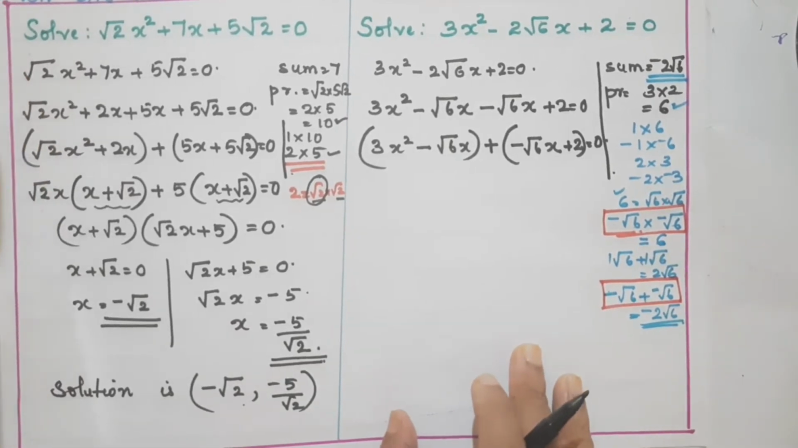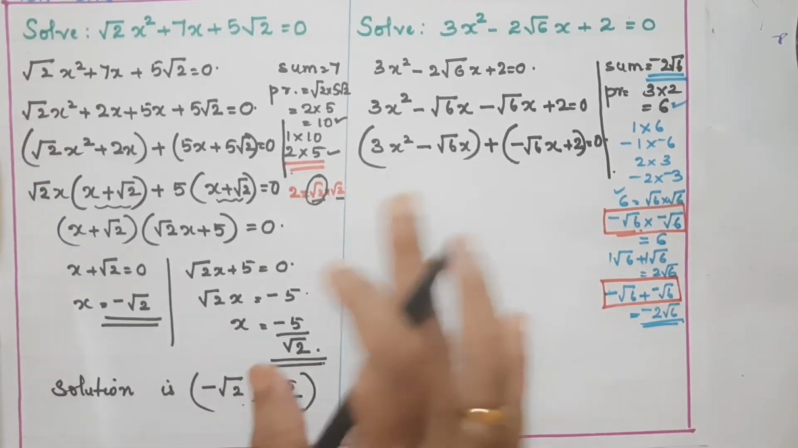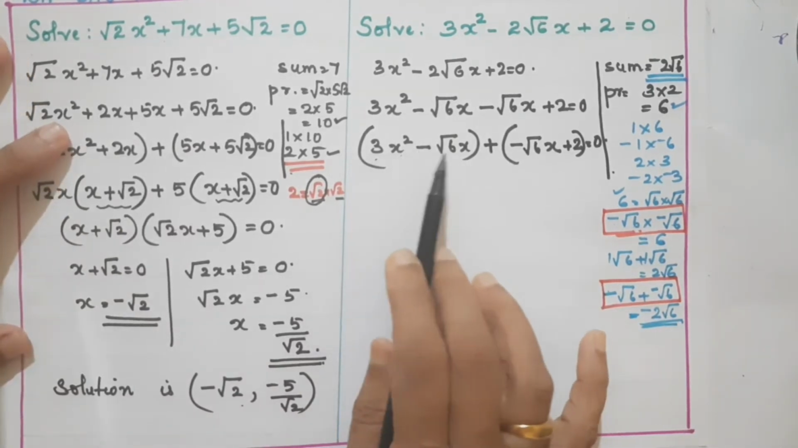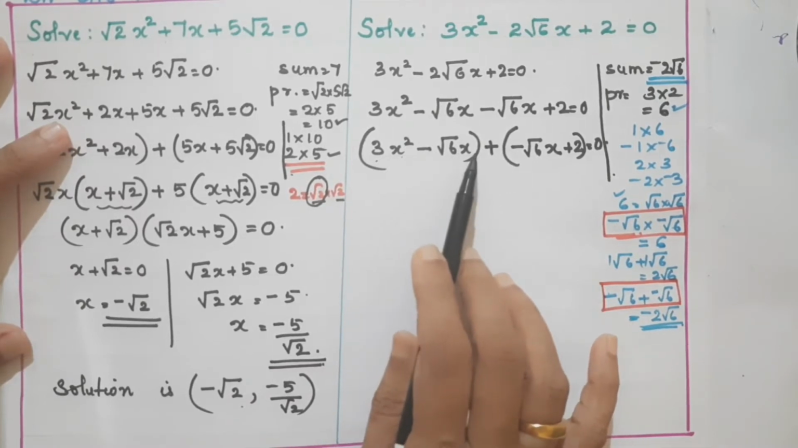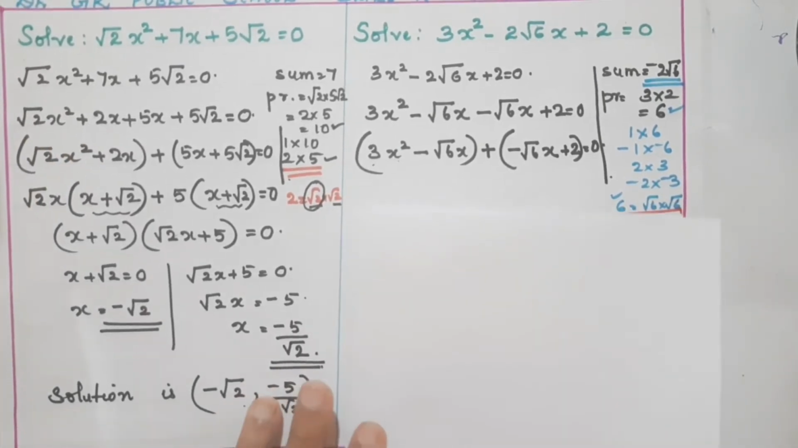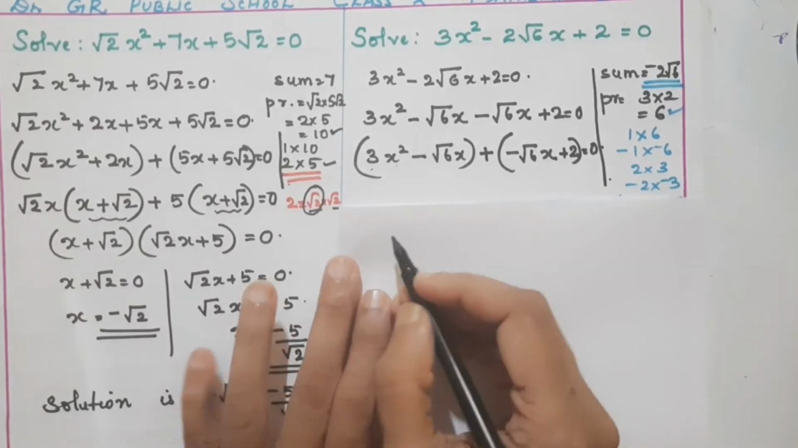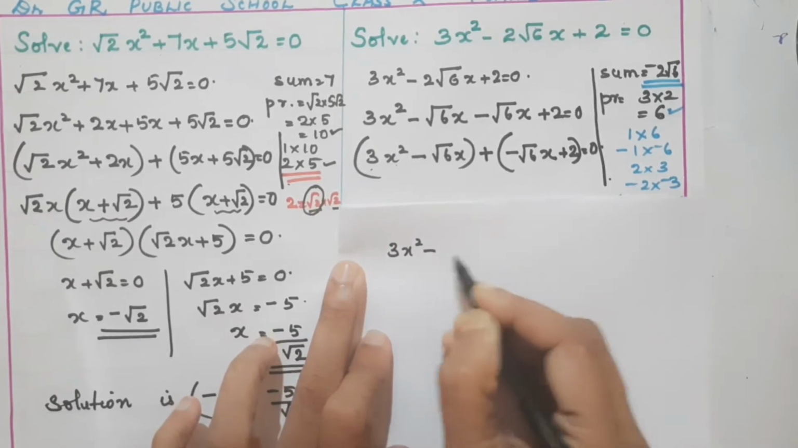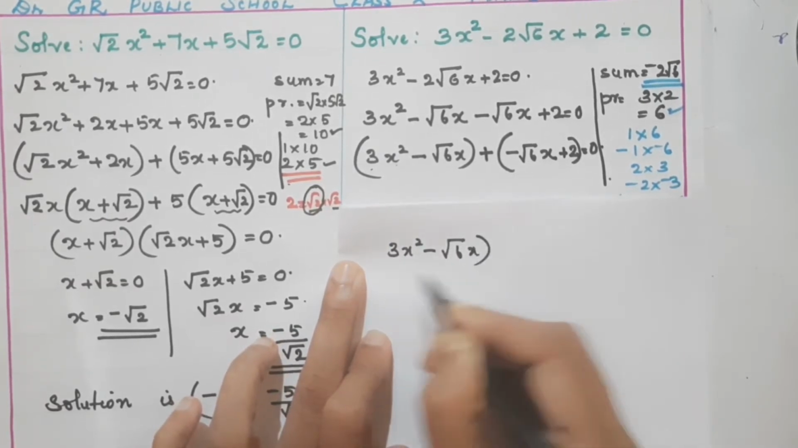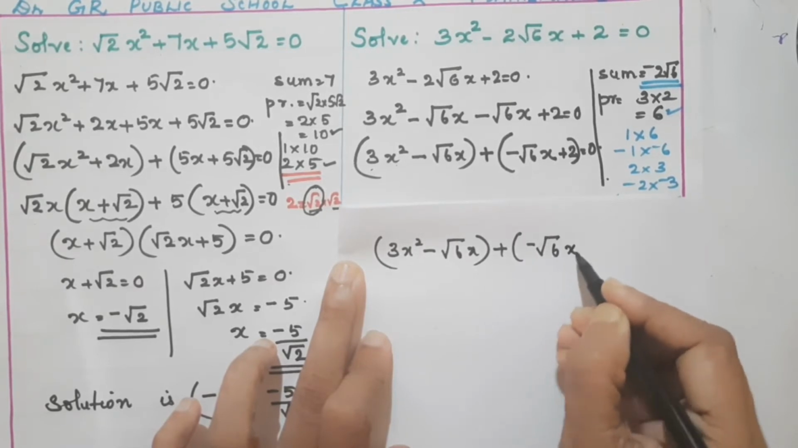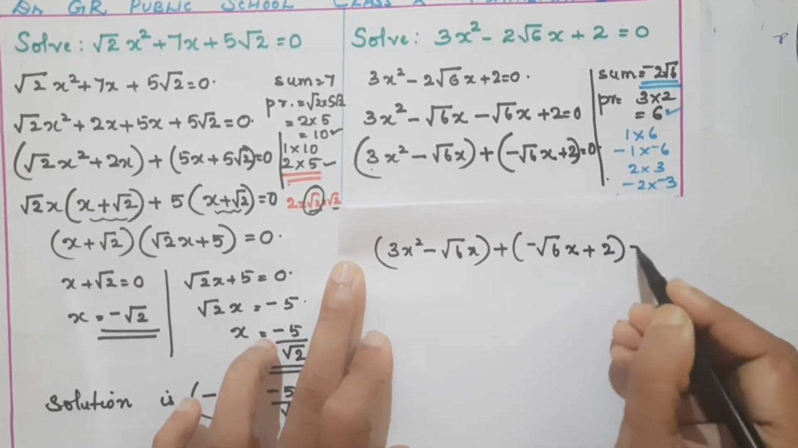Okay, now we have to consider the common factors from each bracket. Here 3x square and minus root 6x, isn't it? See children, our equation is 3x square minus root 6x first group plus minus root 6x plus 2 equal to 0.